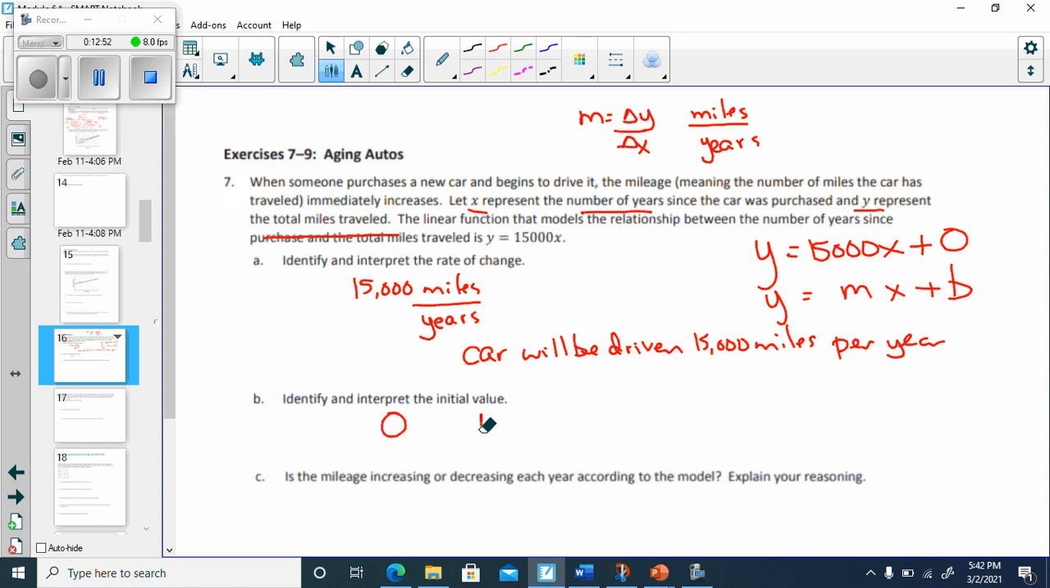What does that mean? The car has 0 miles on it when it was purchased.